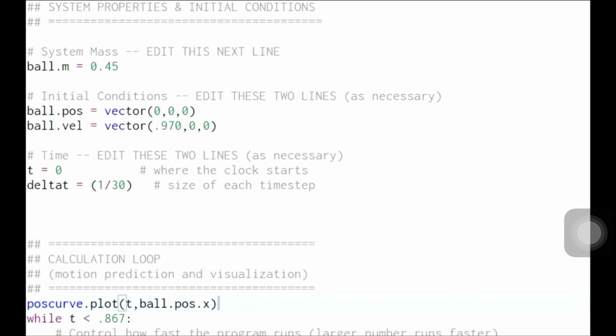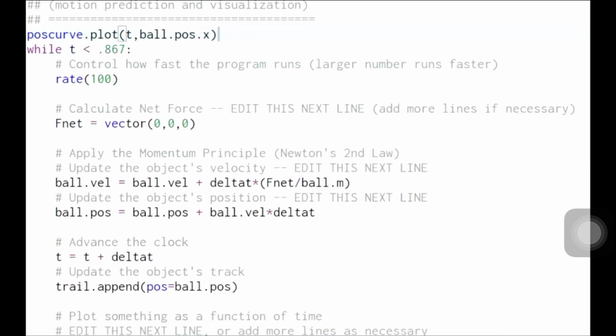Using the template code provided, I inputted the properties of the system, my ball, and the initial conditions as listed on the experimental slide. For the calculation loop, I inputted the data so that the while loop would apply Newton's second law to update both velocity and position for each timestamp that was less than my final timestamp of 0.867 seconds. Additionally, I placed a line of code before the while loop so that the code would plot my initial point of 0 meters in the x direction at 0 seconds on the position versus time curve.